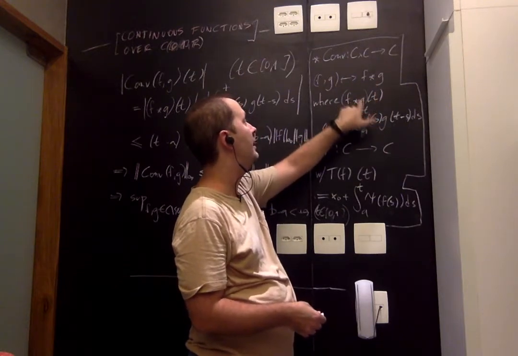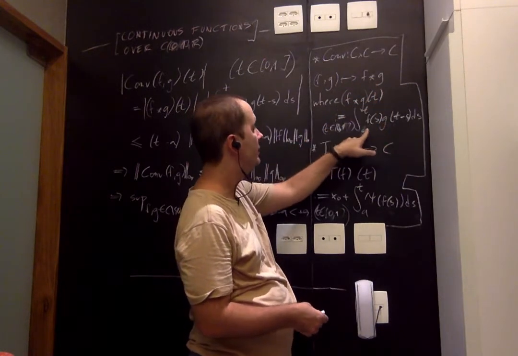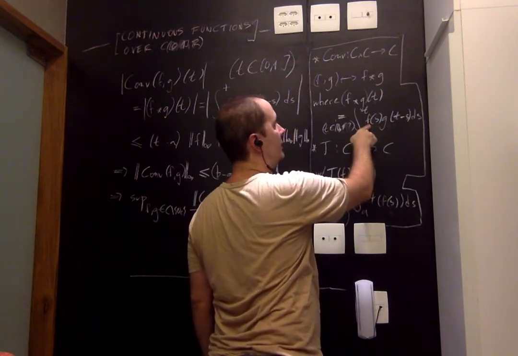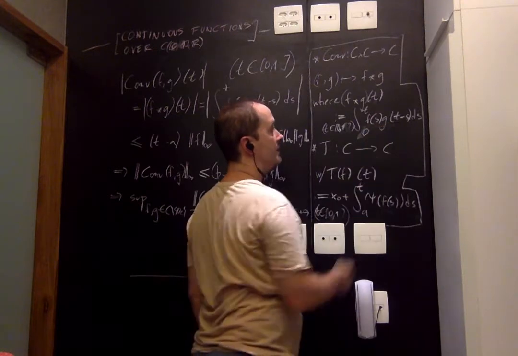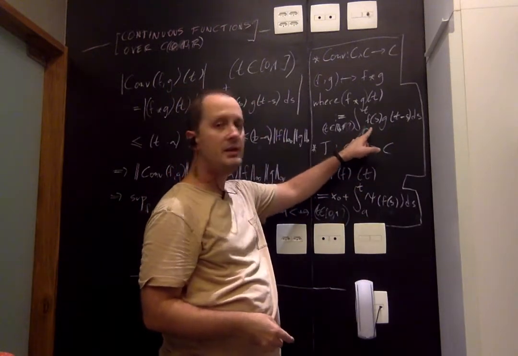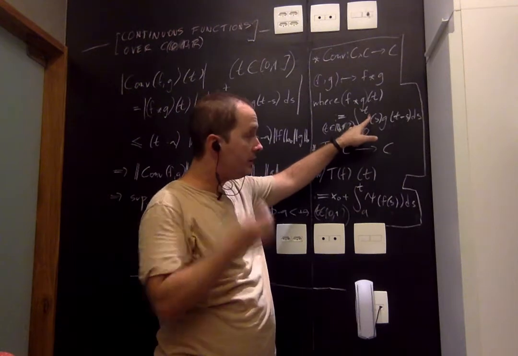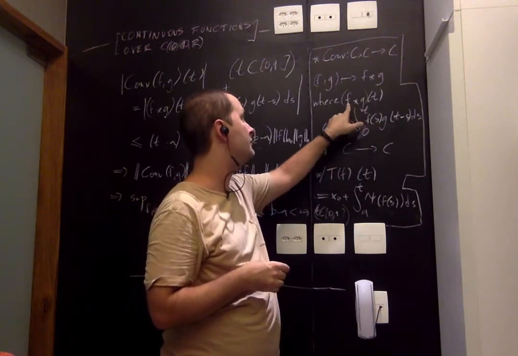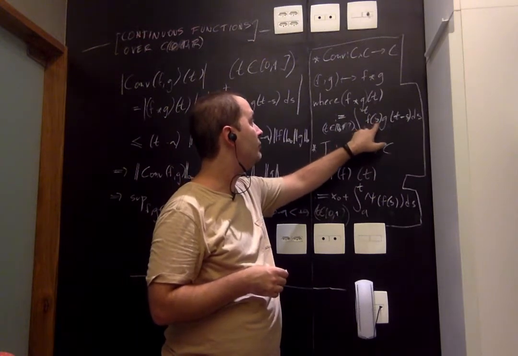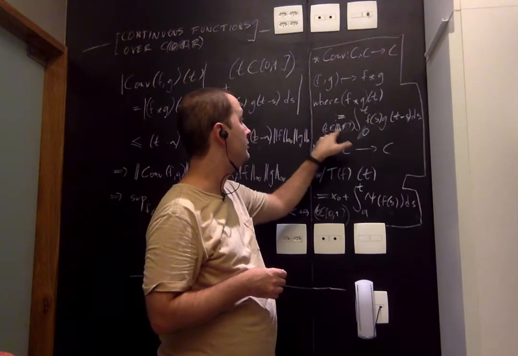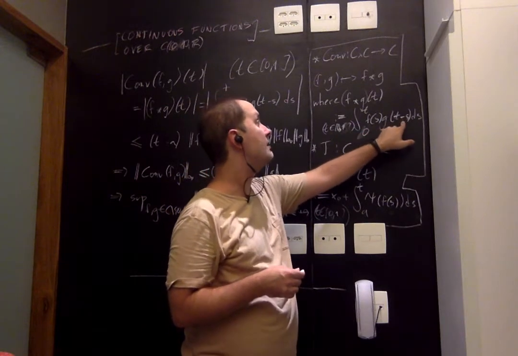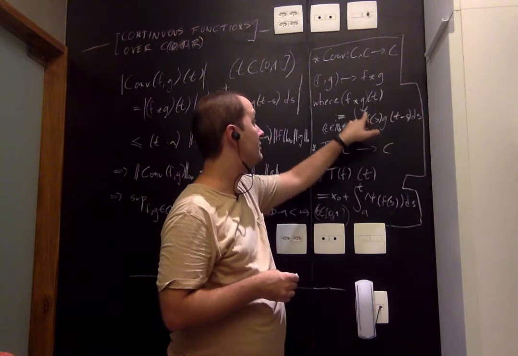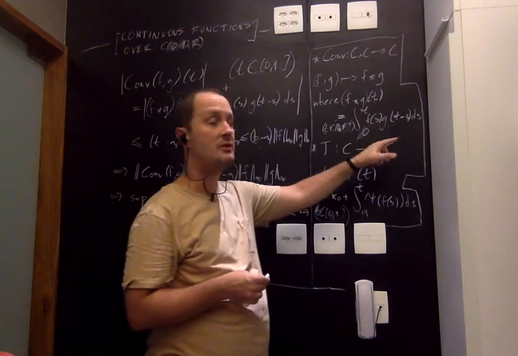Well, f star g of t is the integral from 0 to t of f of s and g of t minus s. Does this make sense? Does this give us a new function? It does, because for each t, I have a well-specified value. Well, you have to check that I'm only computing f at points s between 0 and 1. That's true because t is between 0 and 1. And the same for g, because if t is between 0 and 1, and s is between 0 and t, then t minus s is also between 0 and 1.